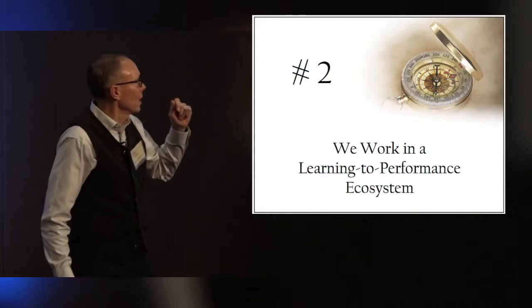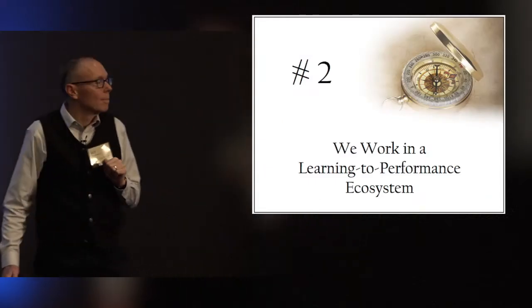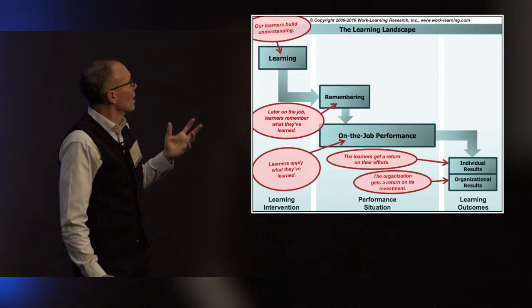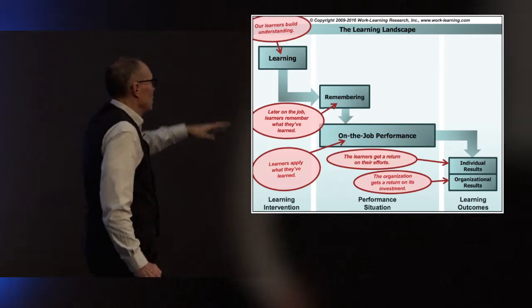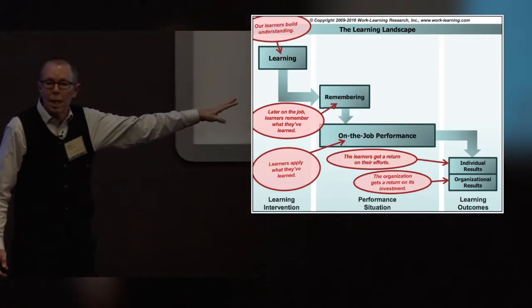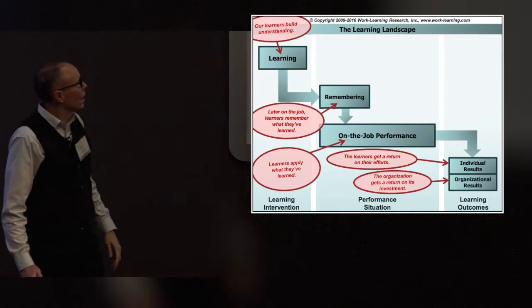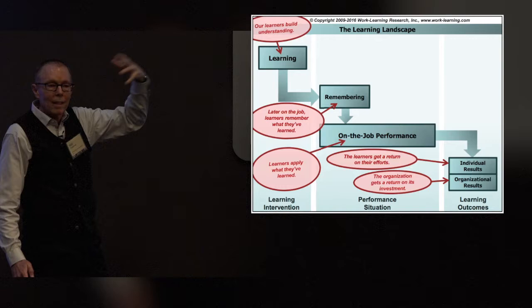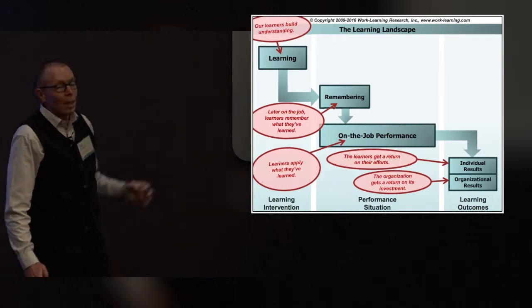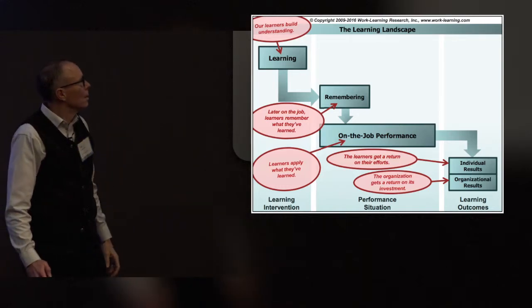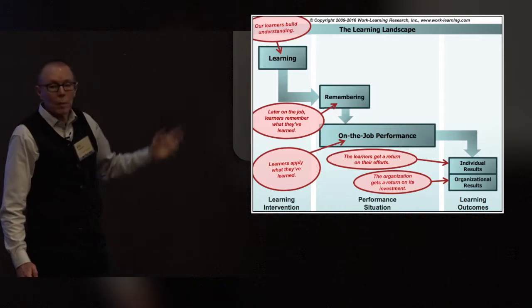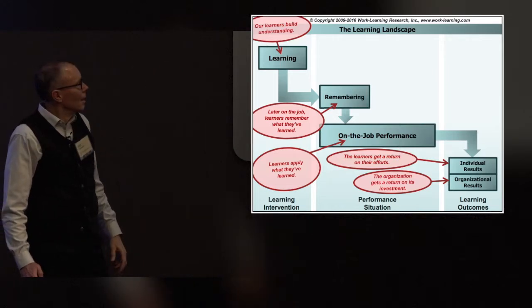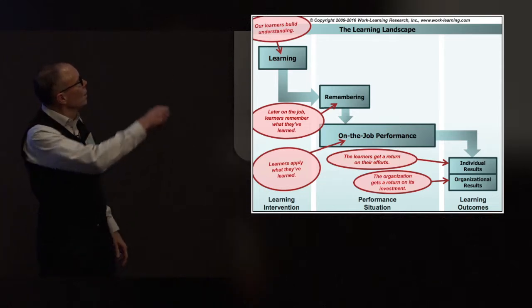Okay, number two, we work in a learning to performance ecosystem. So this is the learning landscape model. We have our learning intervention, our on-the-job performance situation, and our learning outcomes. And hopefully, when we create our learning and our training, that our learners understand, they comprehend the material. And later on the job, they remember what they've learned, they apply what they've learned, and they get a return on their efforts, and the organization gets a return on its investment.